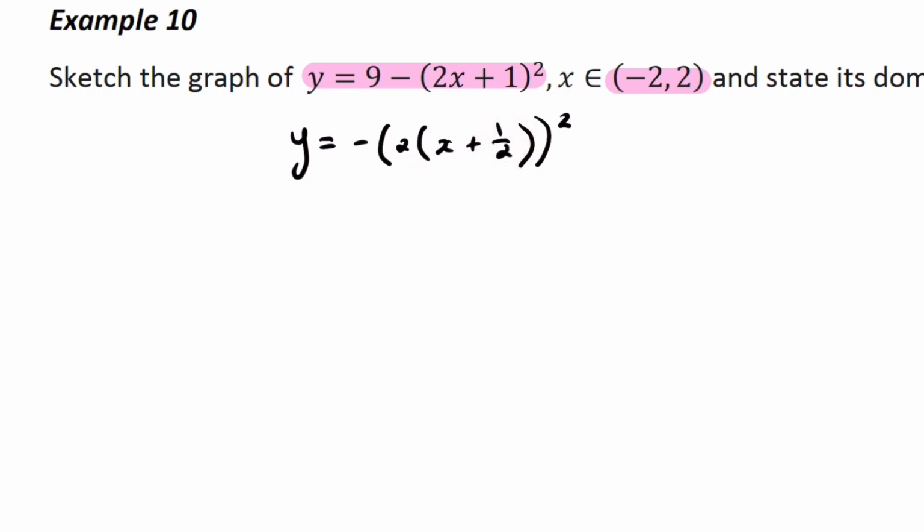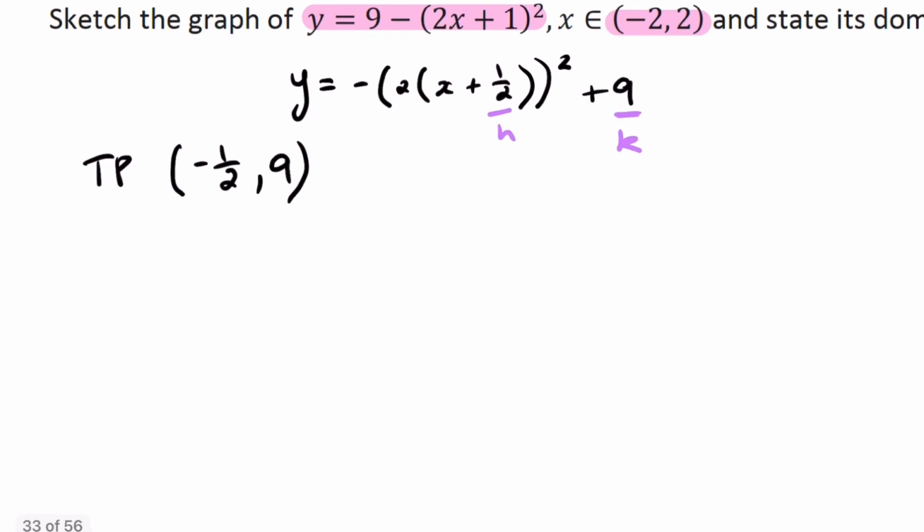So what has actually happened is that the whole graph has moved over by a half, not by 1. So it's really important that you factorize that number out. And then there's a plus 9. So there's a few things that have happened here. The first thing I'm going to highlight is what the turning point is. So that's going to be negative a half and 9. So that's from our h and k.